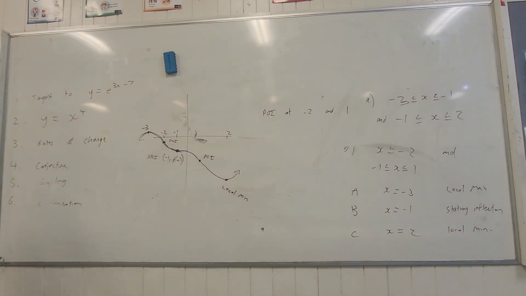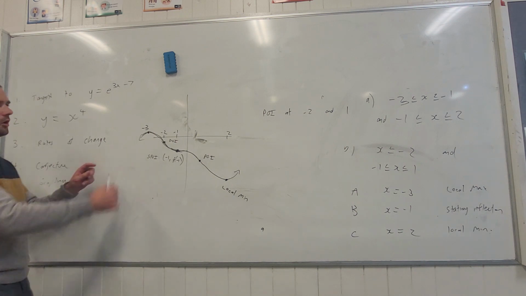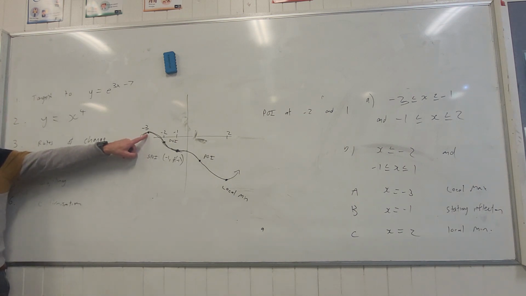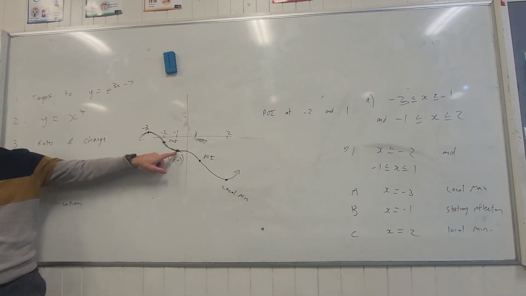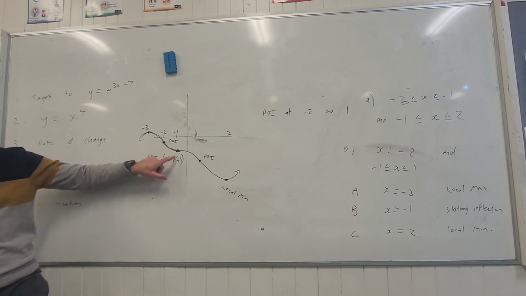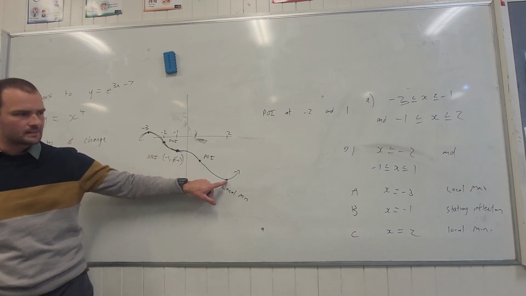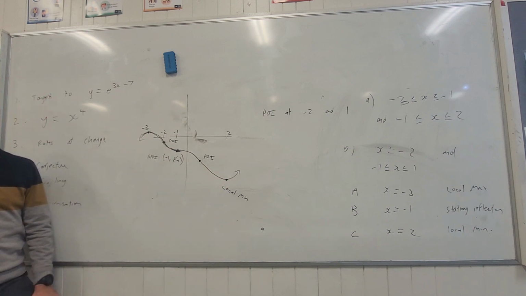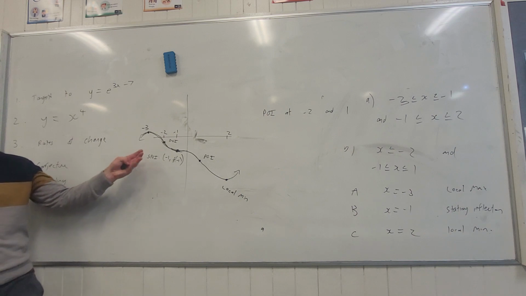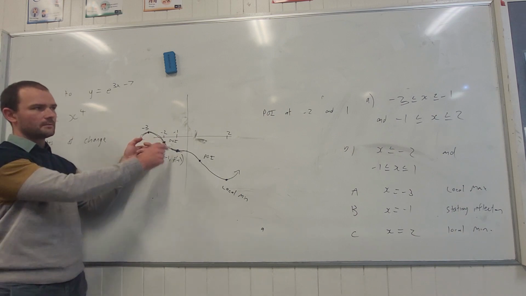So let's see if we've got everything. We've got local max at x is -3. So that's A. We've got a stationary inflection at x is -1. That's point B. And then we've got a local min at x is +2. That's point C. And then the other thing that they would expect you to include is these points of inflection.